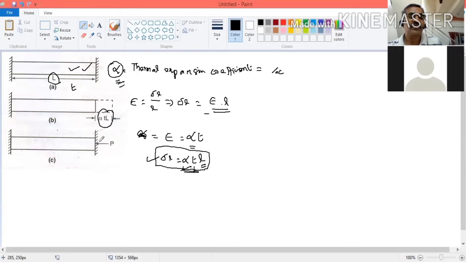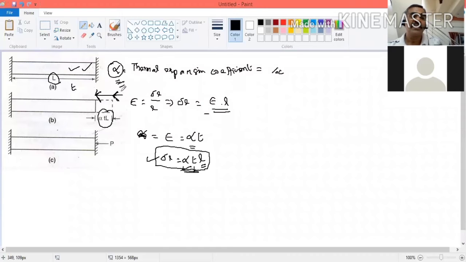If you want to restrict the expansion, then a force is required. It would have expanded by this much amount, so if it is not allowed to expand, what is the meaning? Some force is acting in this direction. This force is not allowing the material to expand. Then what is the amount of force?